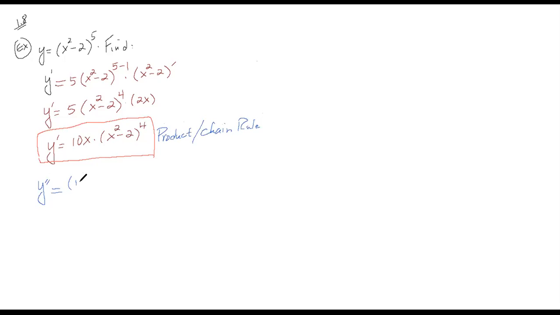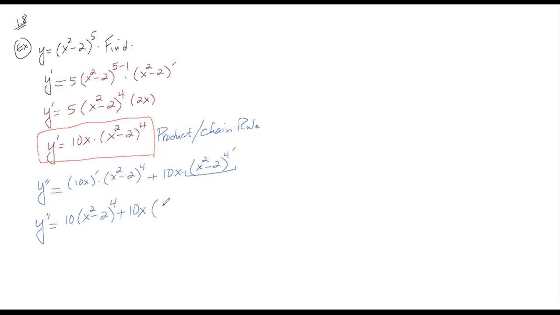So it's the derivative of 10x times x squared minus 2 to the 4th plus 10x times derivative of x squared minus 2 to the 4th. Derivative of 10x is 10 times x squared minus 2 to the 4th plus 10x. Let's do this derivative, and that's your chain rule.